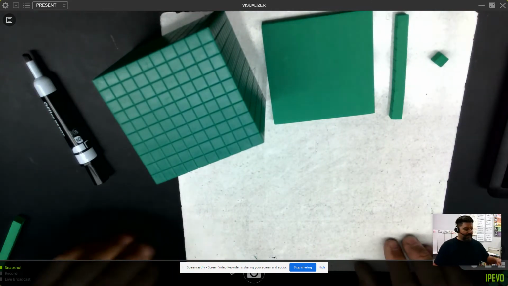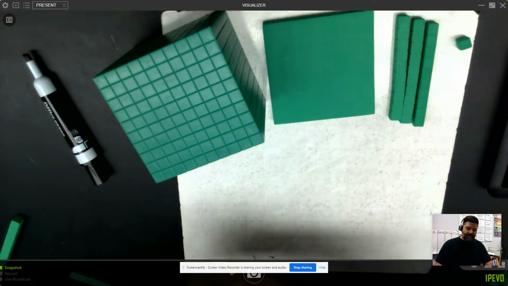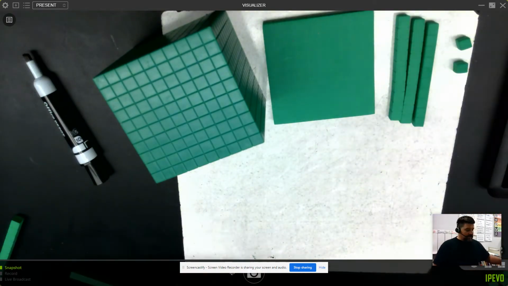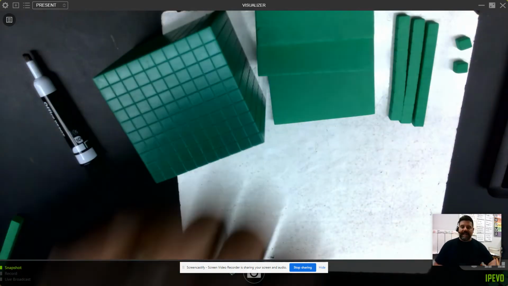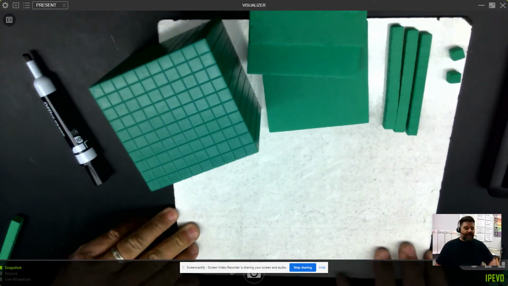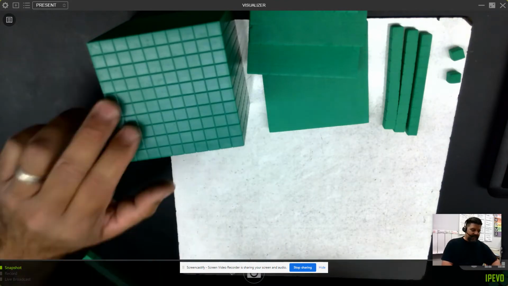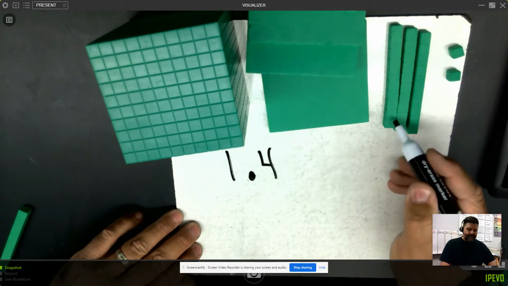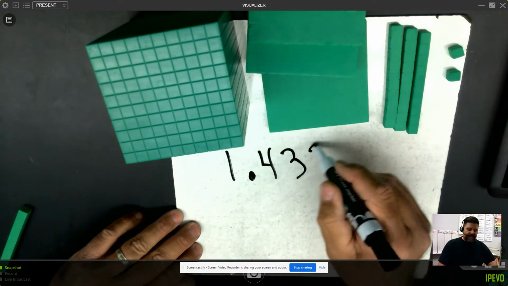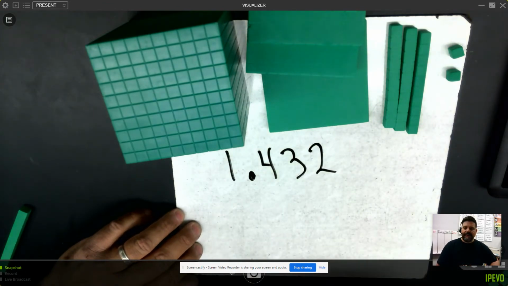Let's go ahead and model our decimal. I'm going to use three of the longs, two of the small cubes, and four of these flats. What is the value of this decimal? If you said 1 and 4/10 and 3/100 and 2/1000, you'd be correct. It's 1 and 432/1000.